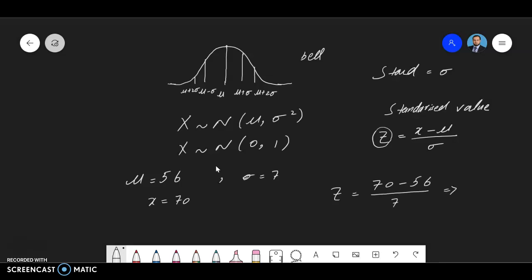So we can simplify this. We can use a calculator over here. So 70 minus 56 is equal to 14. So 14 by 7, this is 2. So the standardized score for x equal to 70 is 2.